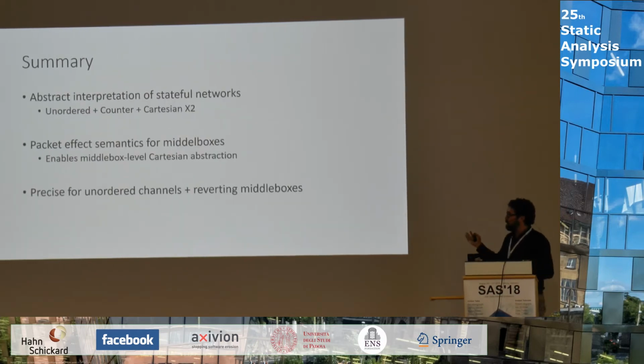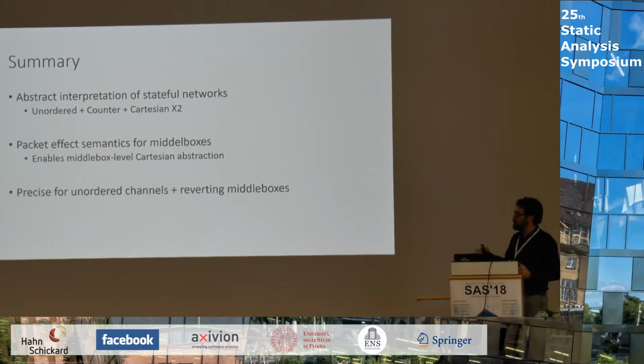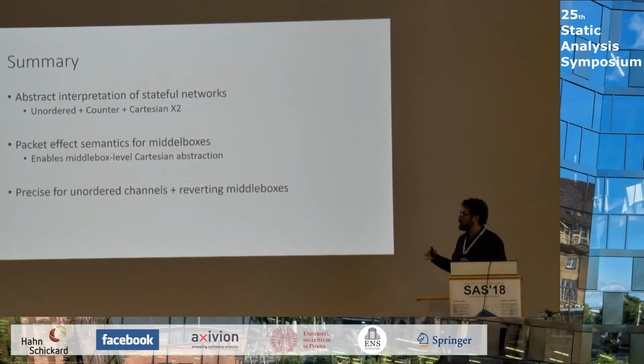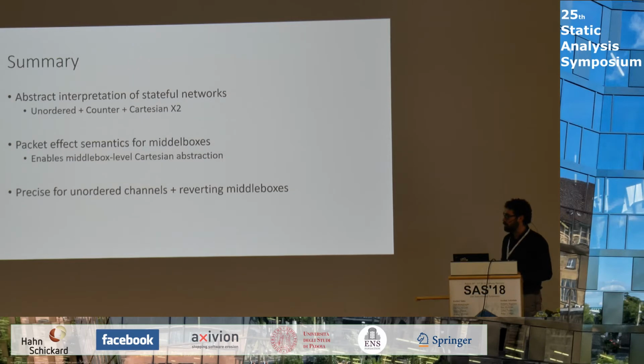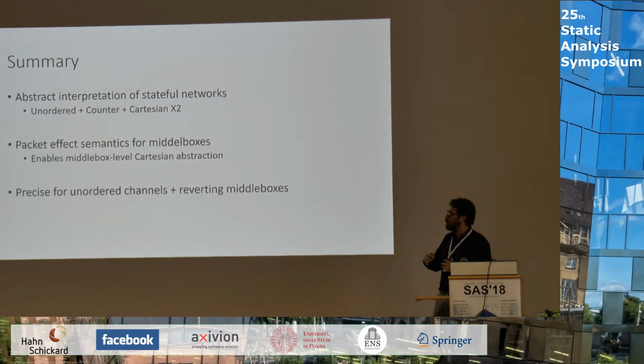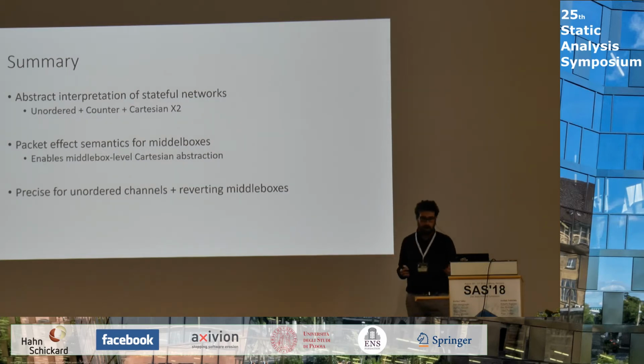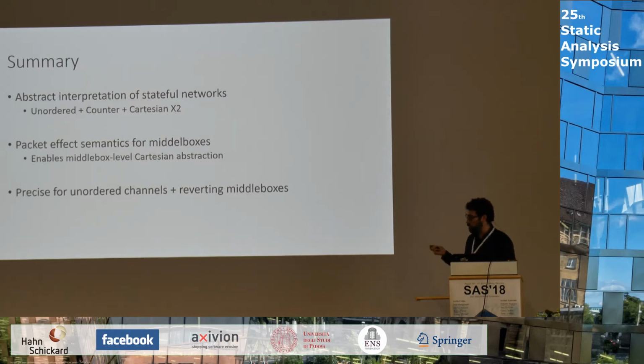So to summarize, we have a series of abstractions that allow us abstract interpretation in a scalable manner for computer networks. So that's the unordered abstraction and the counter abstraction, and two Cartesian abstractions, one of which is enabled by an alternative view of the middle box state, and it is precise for reverting networks with reverting middle boxes.